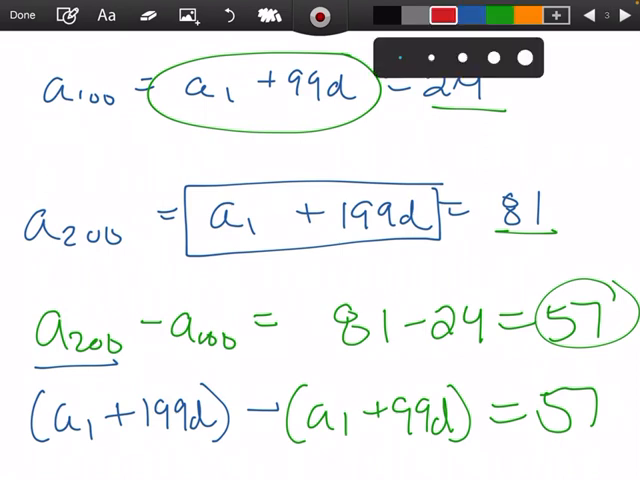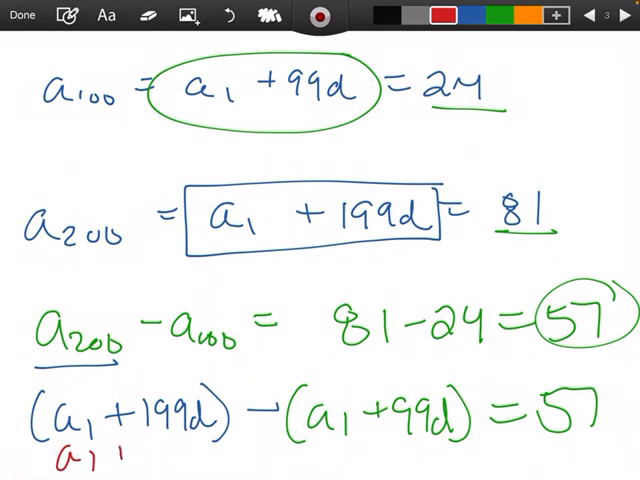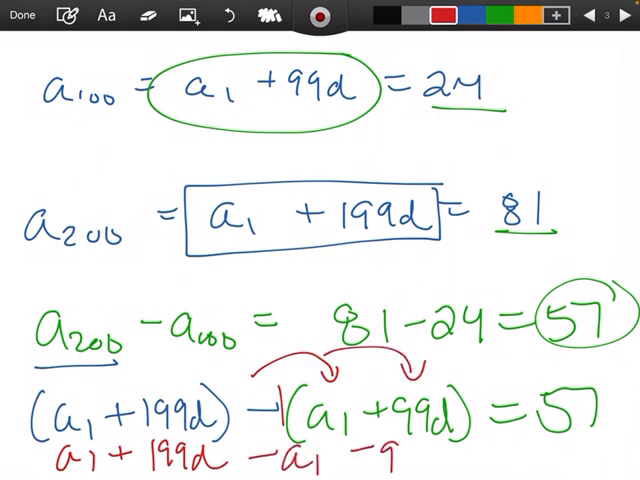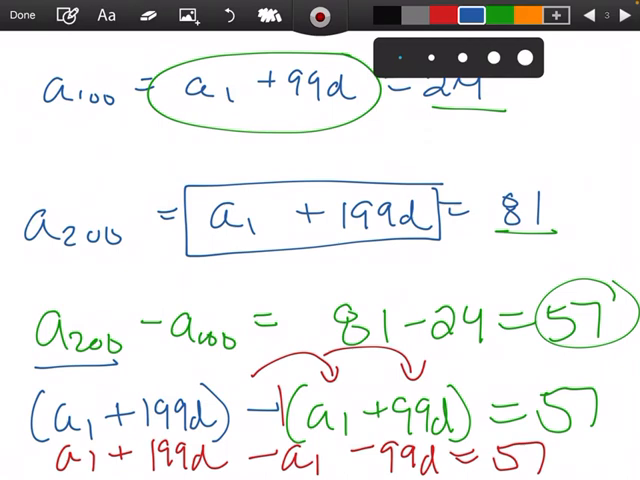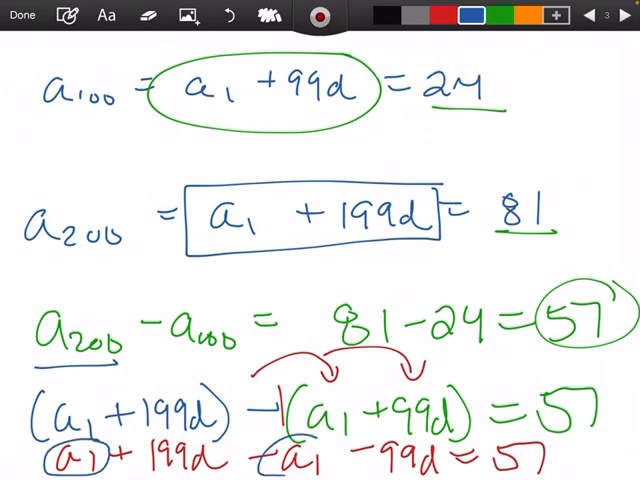I'm going to leave this piece alone. I can think of this as a -1, and I'm going to distribute that to both pieces. So that's a minus A1, that's a minus 99D. That's still equal to 57. Now, this A1 and this A1 are going to cancel out. 199D minus 99D is going to leave me with 100D, and that's equal to 57.